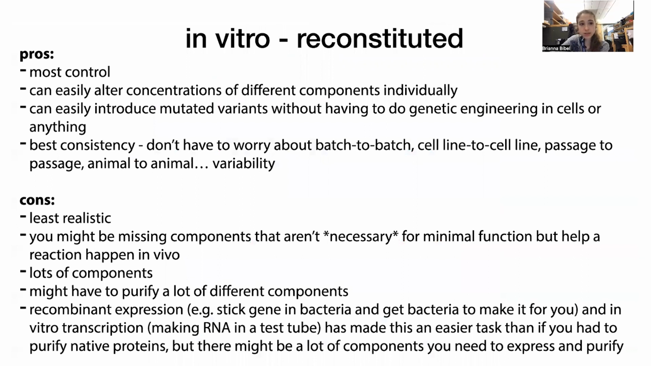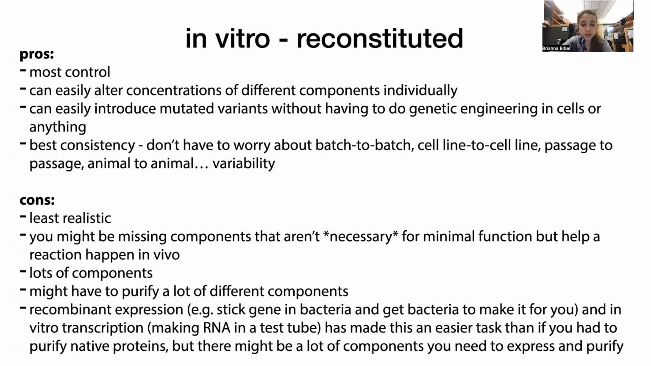So with a reconstituted system, the pro is you have the most control. You know exactly what you're putting in there. You can control the concentrations of what you're putting in there. You can make sure that nothing's in there that you don't want in there. Various things like that. You can easily alter the concentration, and you can easily introduce mutated variants without having to do genetic engineering in cells or anything.